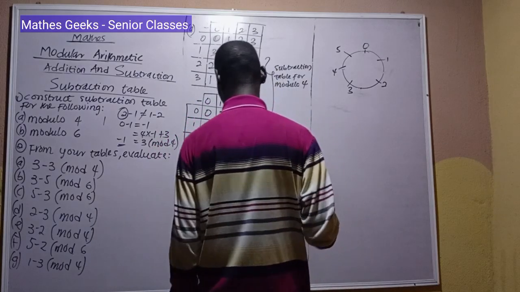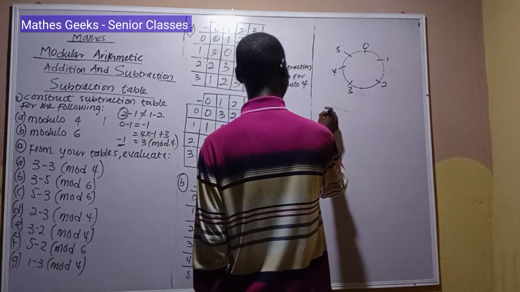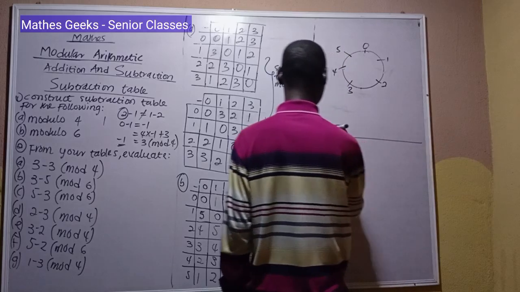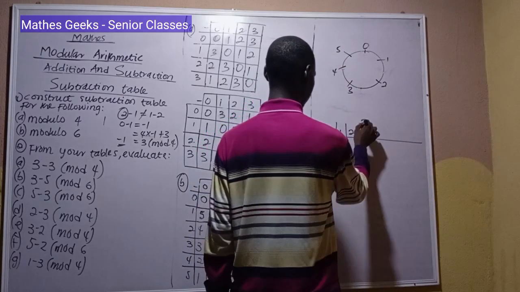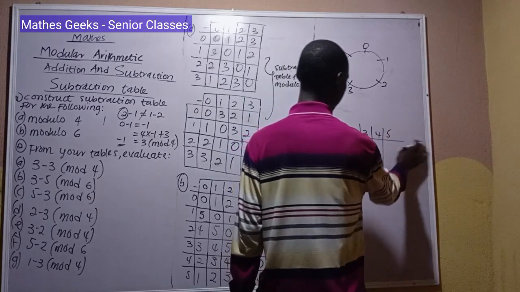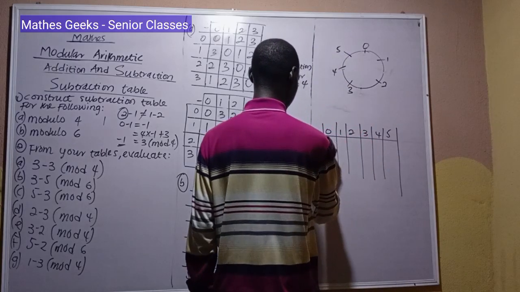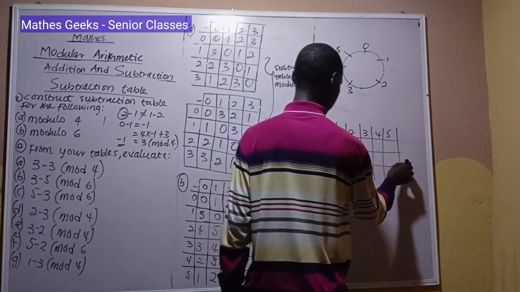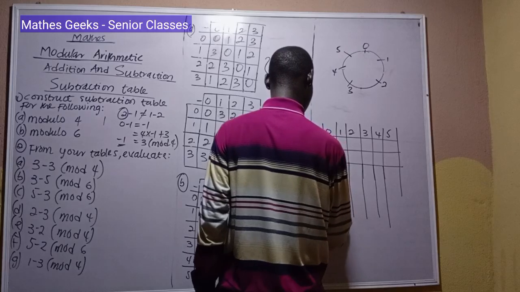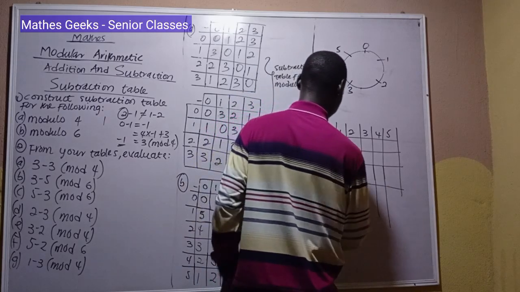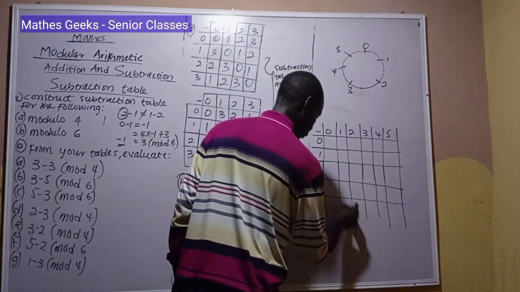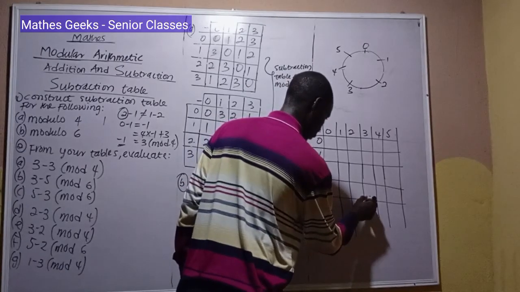So let's get from the column. Minus, so let's say minus 0, 1, 2, 3, 4, 5, modulus 6, 0, 1, 2, 3, 4, 5.